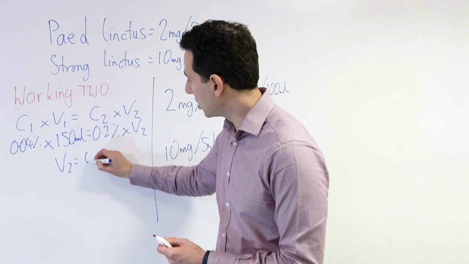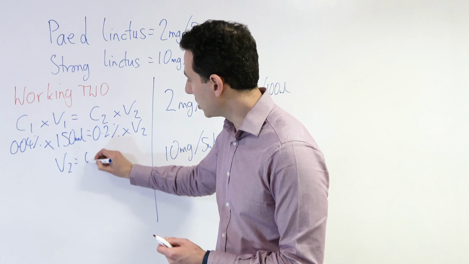So again, this answer tells us that 30 ml of the strong product will give us the same number of milligrams of Volcadine as 150 ml of the paediatric product. So the answer again is 30 mil.